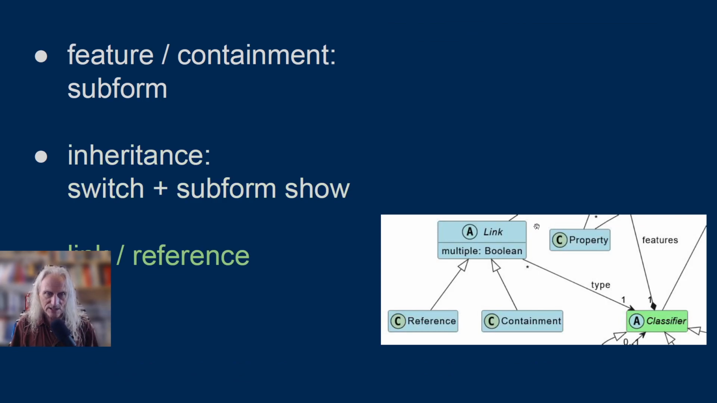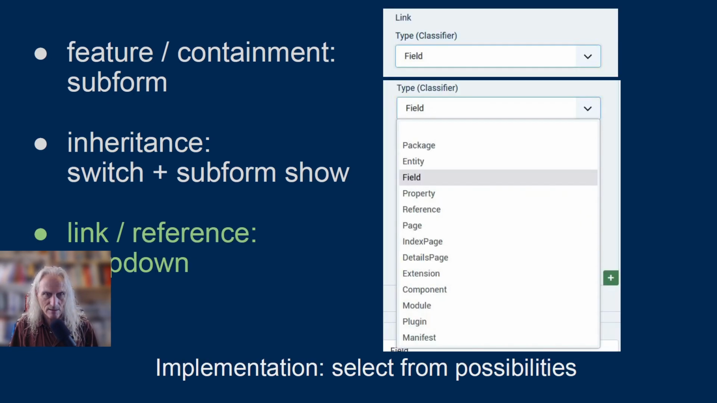And last but not least, a link. I showed that by a drop-down select box. So you can see here, if you want to choose another classifier, then you get a drop-down of all the classifiers that you have in this model, and then you can choose the one that you want to have.